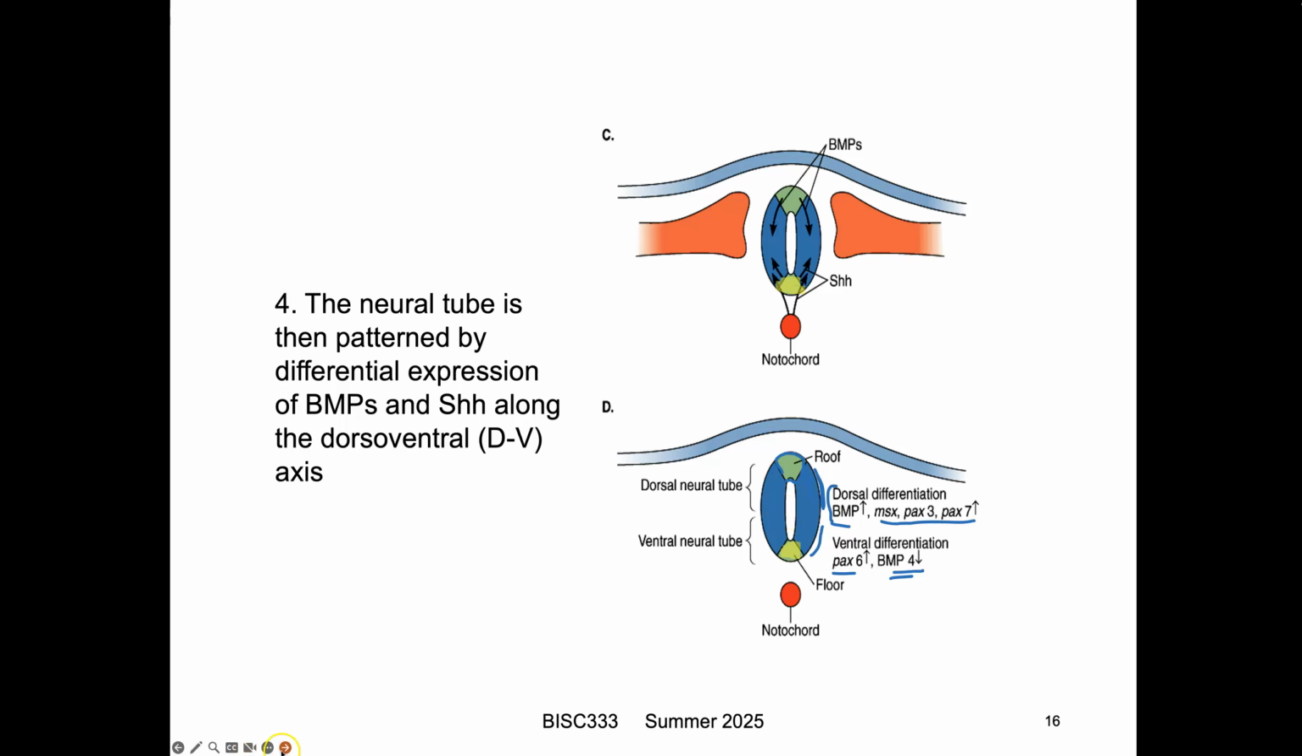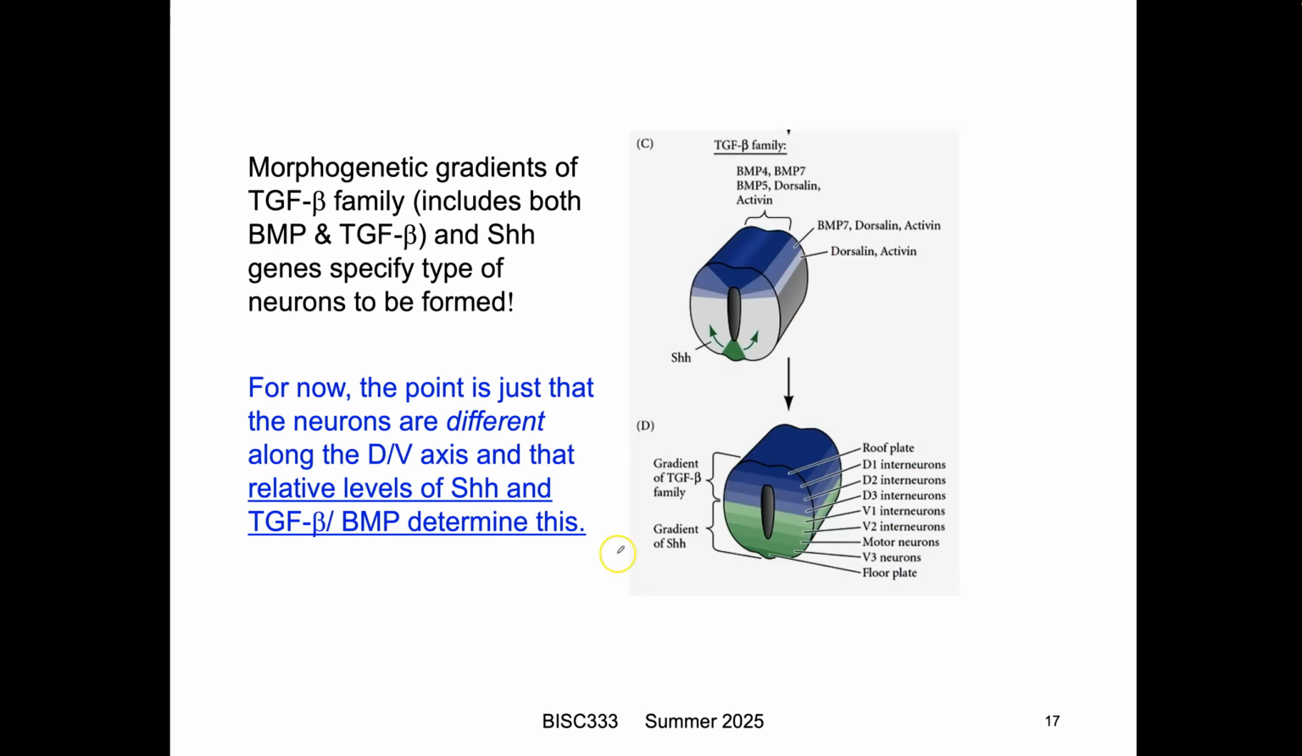And what this leads to, I have a picture coming up. So I don't want you to worry about all these. They're actually quite simple to remember because they're just numbered from the roof plate around, and then when you get to ventral, they're numbered down to the floor plate. But just don't worry about them, and you can just remember BMP here, and then Sonic Hedgehog here.